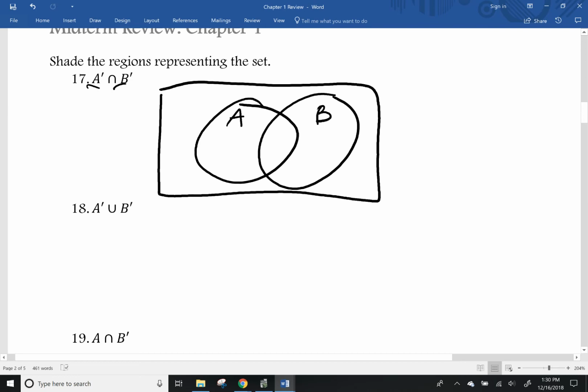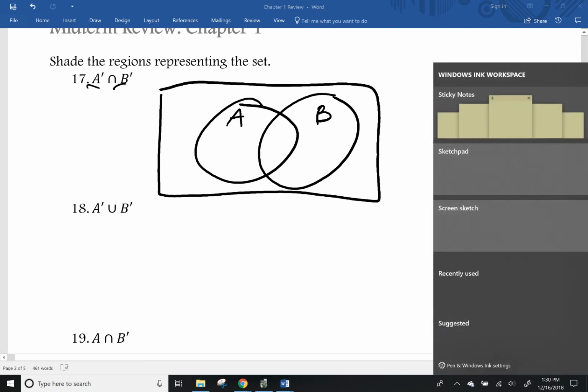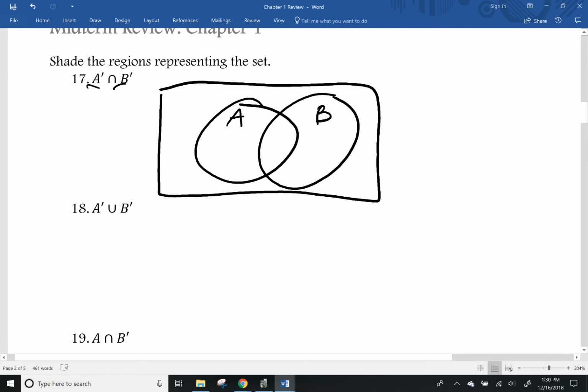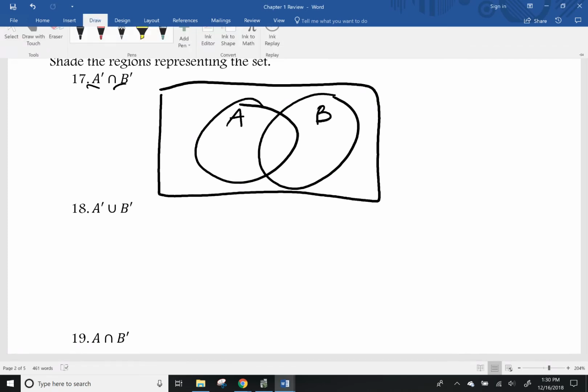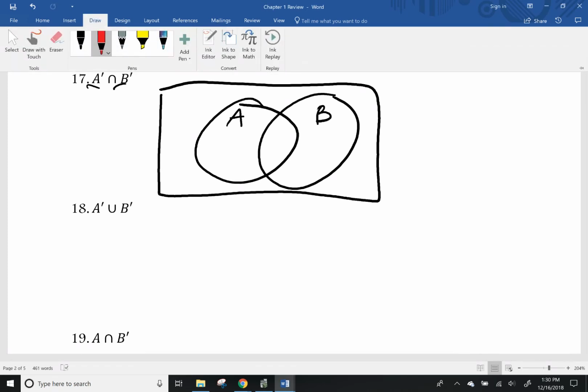So A prime, and I'll see if I can't try to use colors here. Is there a way I can change the color of this pen? I'm not 100% sure. Maybe there is. Maybe there isn't. Maybe there is. All right.